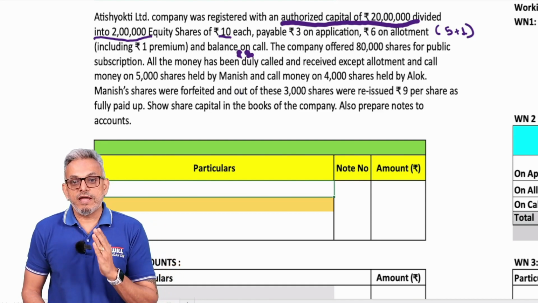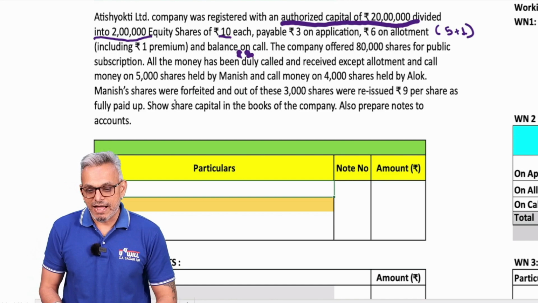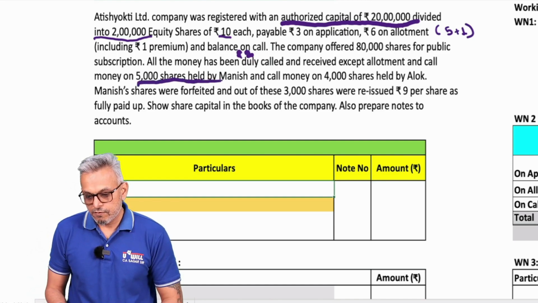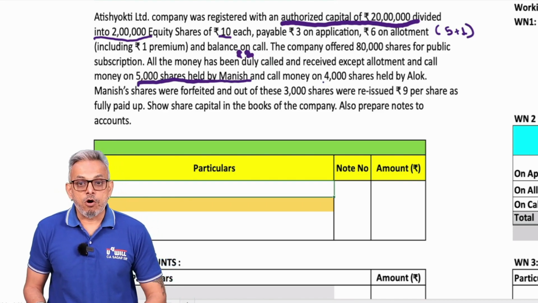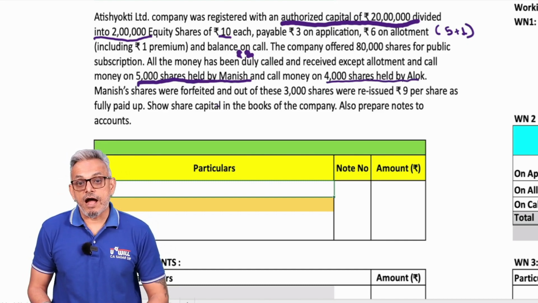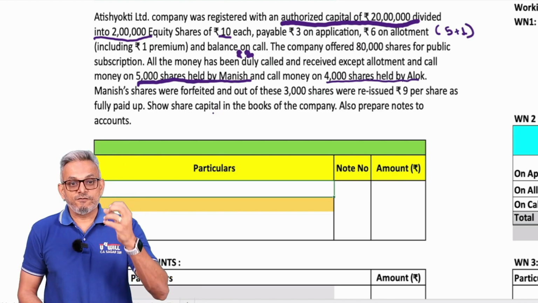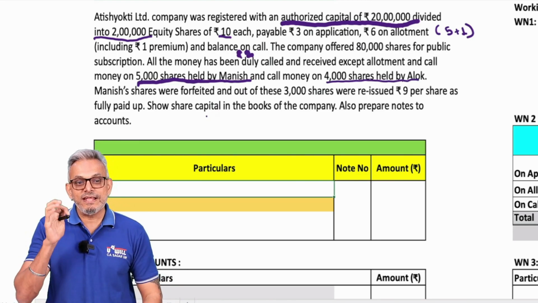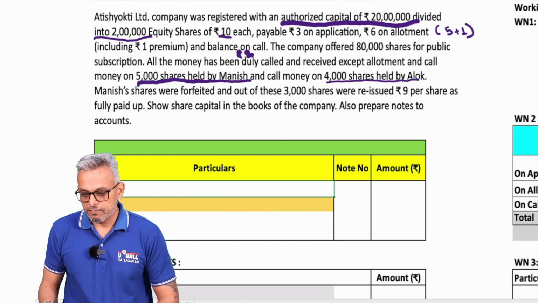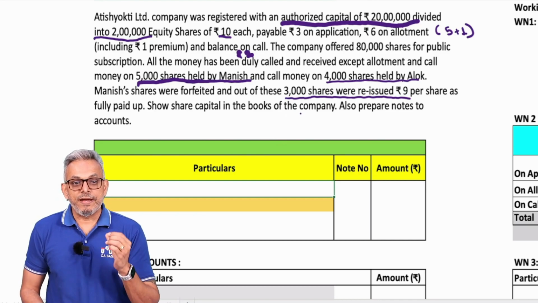All the money was duly called and received except allotment and call money on 5,000 shares held by Manish. So please underline this. And call money on 4,000 shares held by Alok. Manish's shares were forfeited, and out of these, 3,000 were reissued. Now, 5,000 shares of Manish we are forfeiting, but we are reissuing only 3,000 shares. So please mark this. As fully paid up. Show share capital in the books of the company. Also prepare notes to accounts.